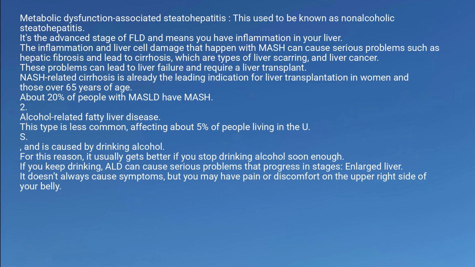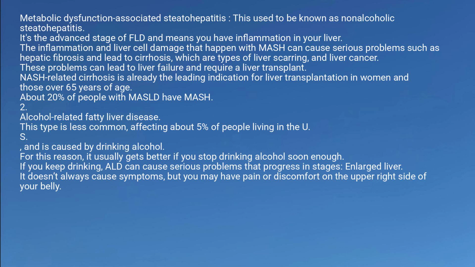Metabolic dysfunction-associated steatohepatitis. This used to be known as non-alcoholic steatohepatitis. It's the advanced stage of FLD and means you have inflammation in your liver. The inflammation and liver cell damage that happen with MASH can cause serious problems such as hepatic fibrosis and lead to cirrhosis, which are types of liver scarring, and liver cancer. These problems can lead to liver failure and require a liver transplant. NASH-related cirrhosis is already the leading indication for liver transplantation in women and those over 65 years of age. About 20% of people with MASLD have MASH.